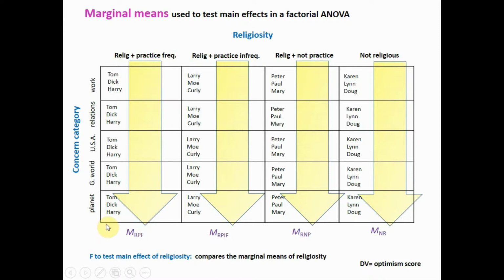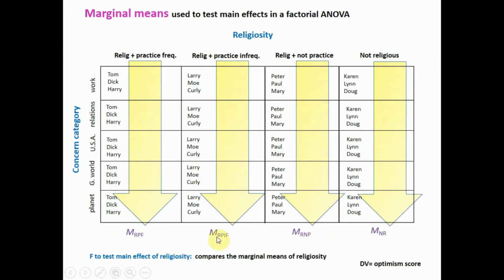Now, when you run the two-way ANOVA, you're actually going to get three F values, and each of these F values tests a different effect. This first F value is going to test what we call the main effect of religiosity. A main effect looks at just one specific factor and ignores the other. So a main effect of religiosity would compare the mean for each level of the religiosity factor. We want to know, does religiosity alone, all by itself, have any effect on optimism scores?